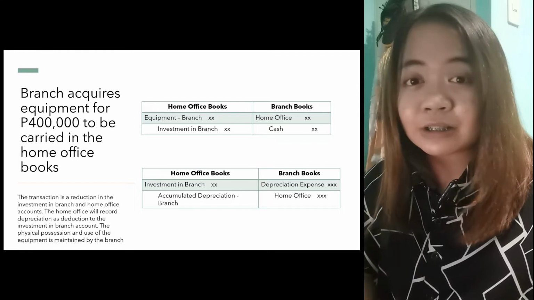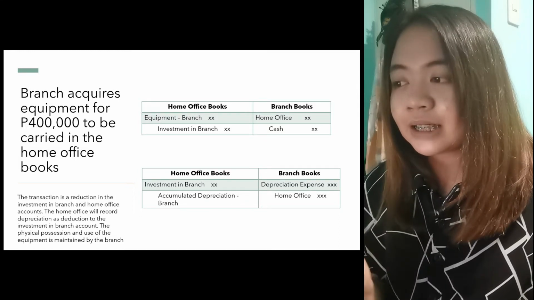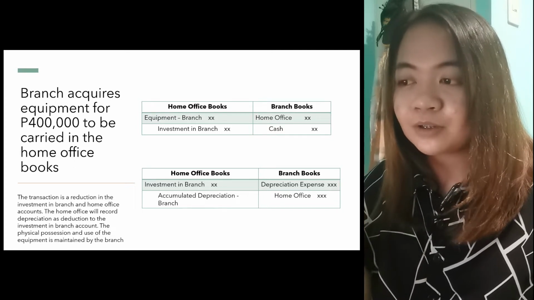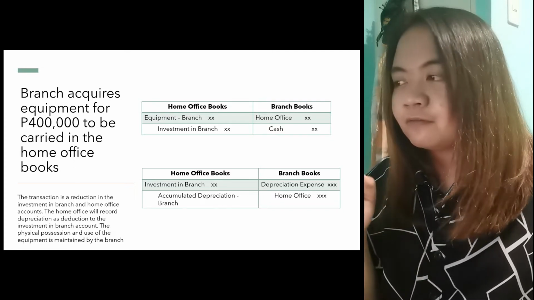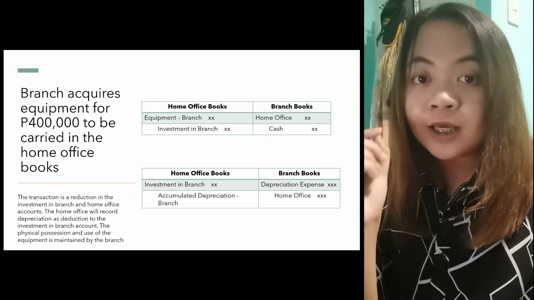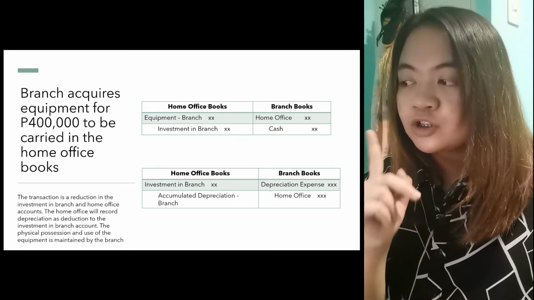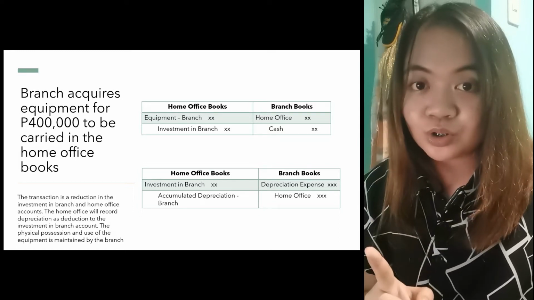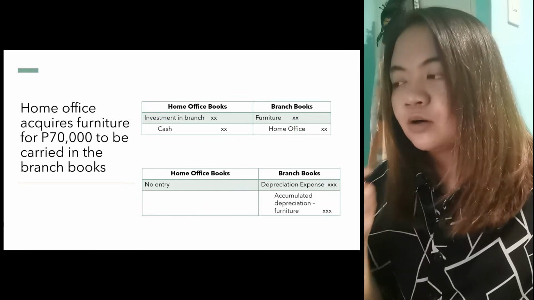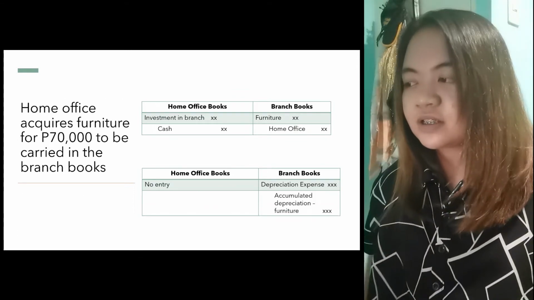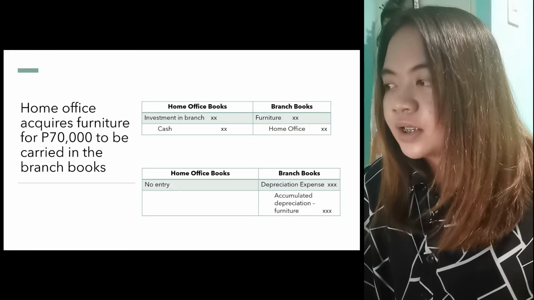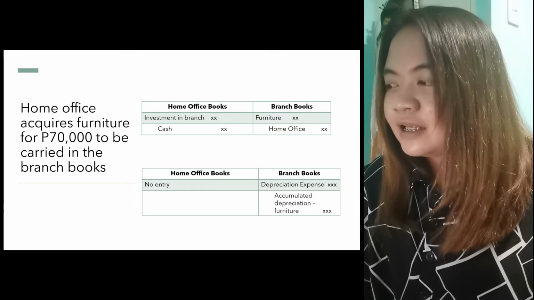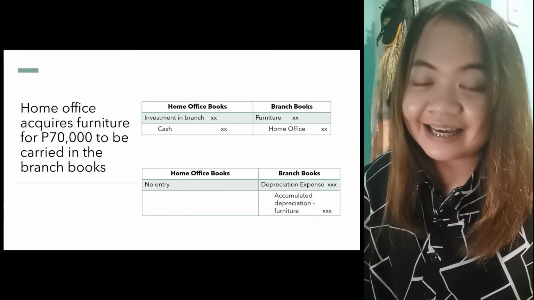Okay? Reduction siya. Kaya kita niyo naka-credit ang investment in branch and then naka-debit yung home office. Okay? So, remember branch yung bumili, pero sa home office books siya inilagay. Kailangan carried siya sa home office books. Okay? So, yan. Next, home office acquires furniture for 70,000 to be carried in the branch books. Okay, this one, ang bumili is home office. Okay, then sa branch books siya ilalagay or i-carry.